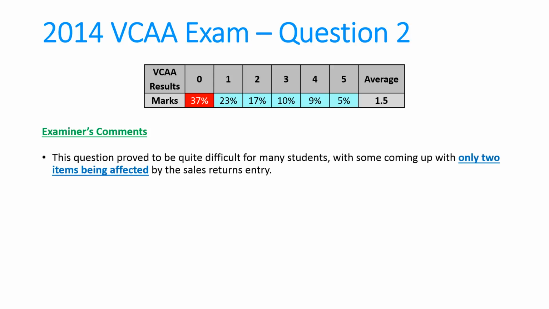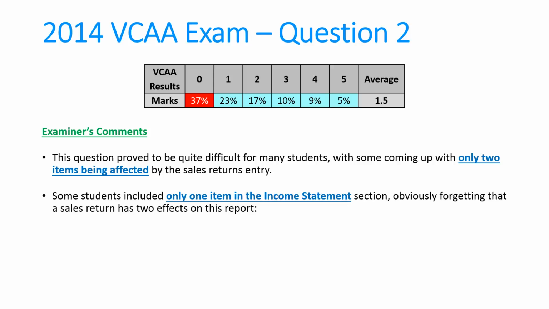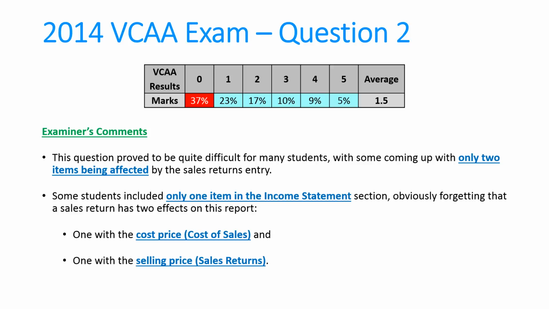Looking at the examiner's comments, it says this proved to be quite difficult. One reason was people could only find 2 items being affected. You just looked at one double entry, maybe the sale price and not the cost price. And some students only put 1 item in the income statement, forgetting that a sales return has 2 effects, one to do with the cost price and one to do with the sales return.